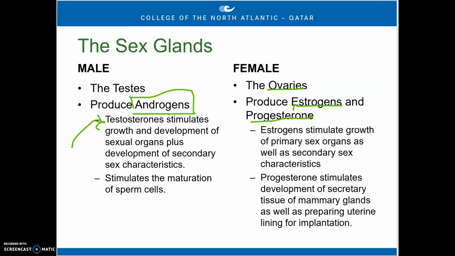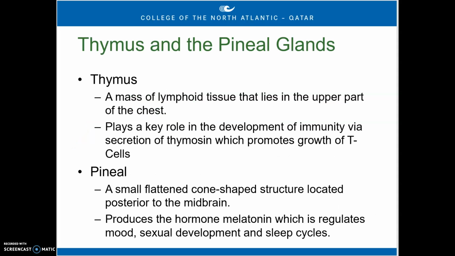Progesterone is a hormone that's directly involved in the reproductive cycles. So we'll see progesterone stimulating the development of the tissue in the mammary glands, preparing the uterine lining for implantation, and helping in maturation of the eggs and ovum.